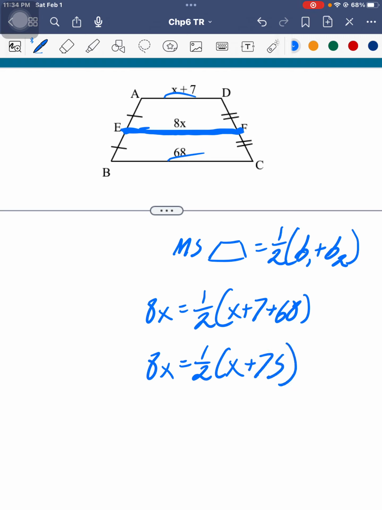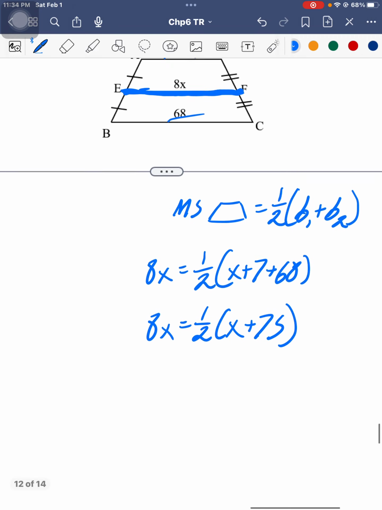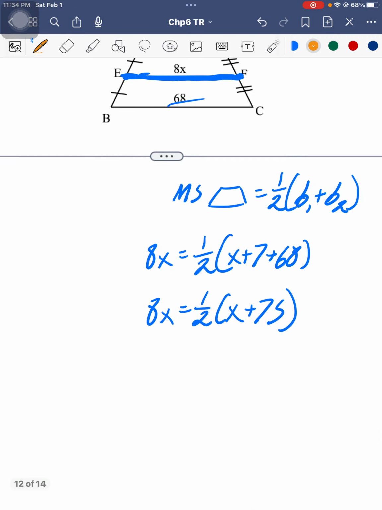This is 75, right? Okay. So this is a thing I didn't really go over in class because it didn't come up, but I'll go over it now. Remember, guys, if I do the distributive property, I'm going to get 1 half x plus 75 over 2. I don't want to do that. That's going to make my life complicated, right?